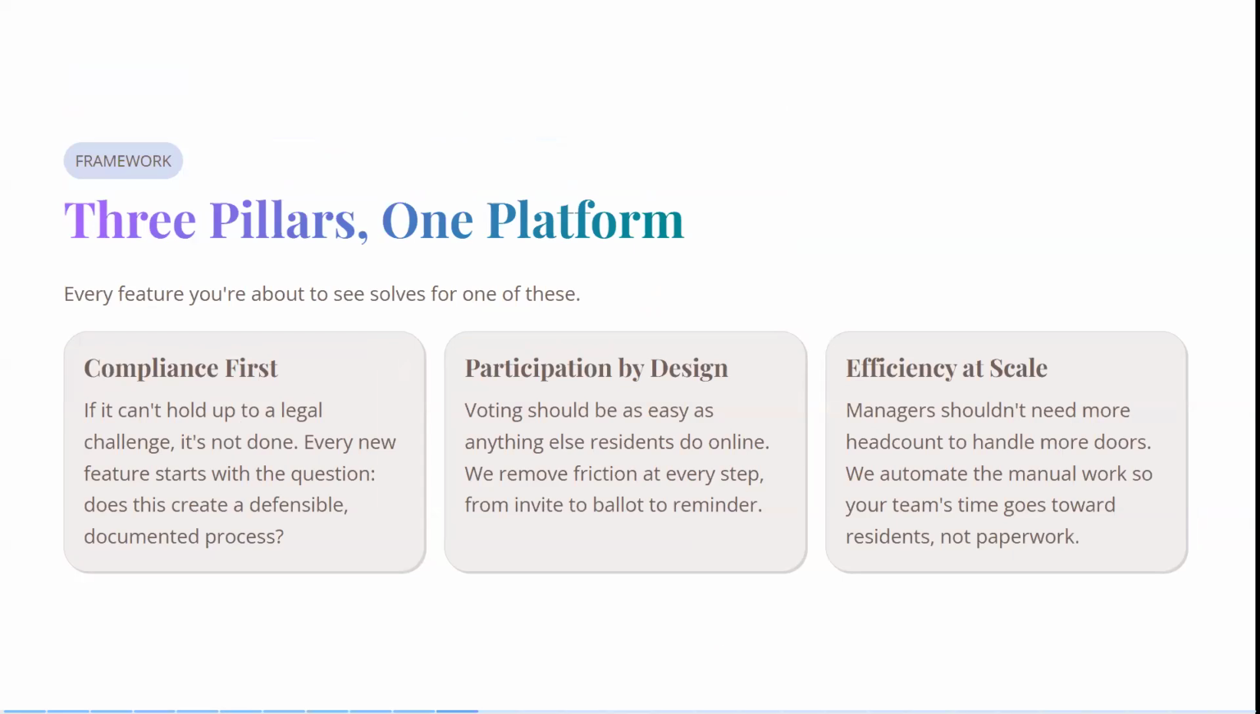The second is participation by design. Voting should feel as easy as anything else your residents already do online. So we work to remove friction at every step, from the invite to the ballot to the reminders. And then the third is efficiency at scale. Managers shouldn't need to add headcount just to handle more communities. We reduce the manual work so your team's time goes towards your residents, not paperwork. And everything I'm about to show you ties back to one of these three.